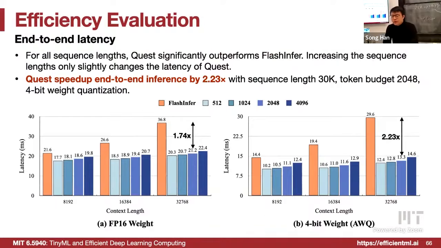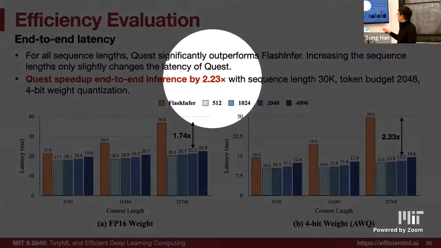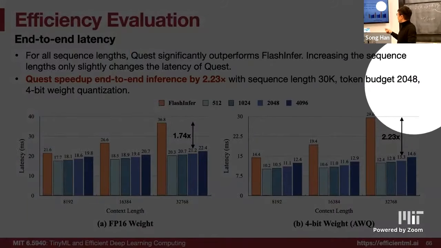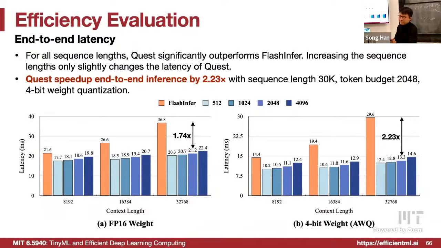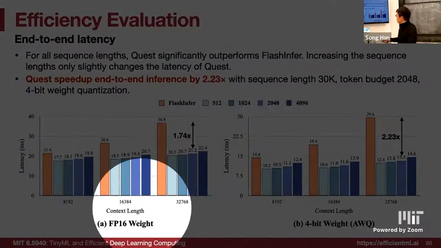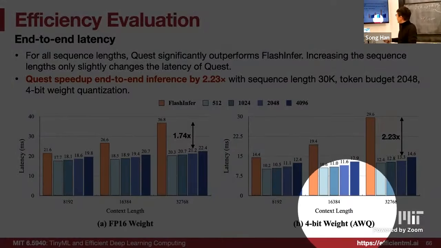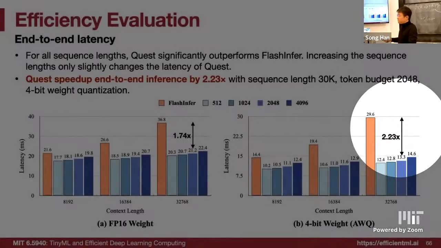This is the end-to-end latency, about 2.2x, when the sequence length is 30K and the token budget is 2K. And this is showing FP16 weight versus 4-bit weight, showing that this is compatible with 4-bit weight.